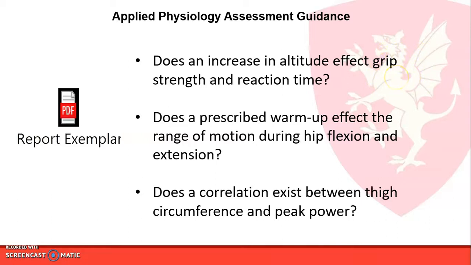In terms of naming your report: does an increase in altitude affect grip strength and reaction time? That's obviously what we looked at. Does a prescribed warm-up affect the range of motion during hip flexion and hip extension? Again, that's what we looked at with the goniometry in the gym. And then, does a correlation exist between thigh circumference and peak power? You can choose to paraphrase these if you want. That's entirely up to you.